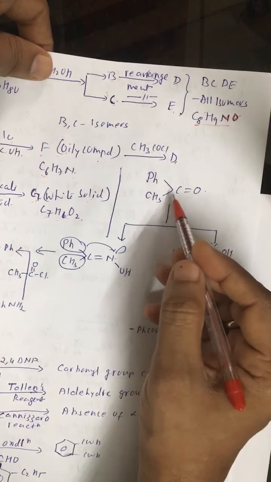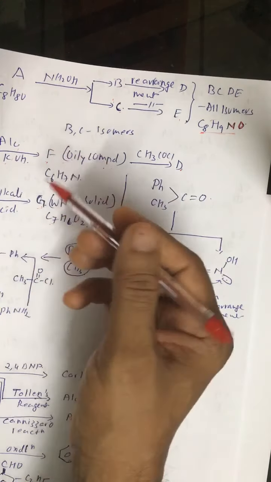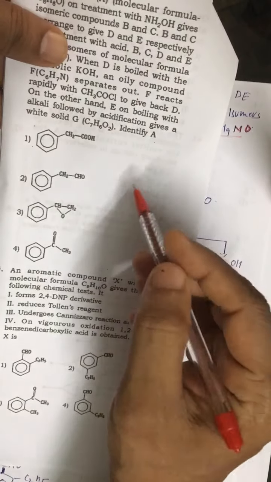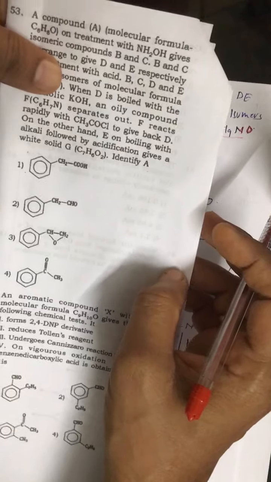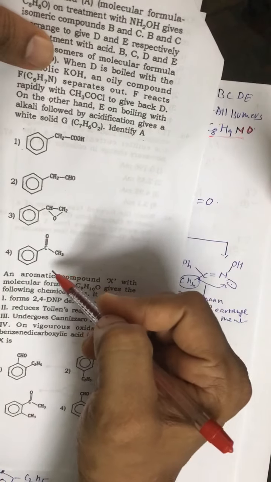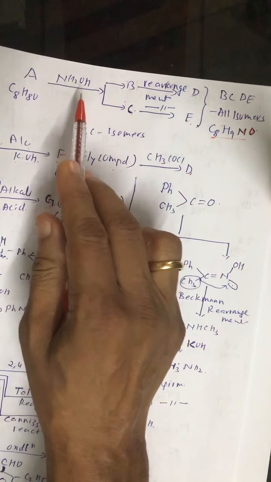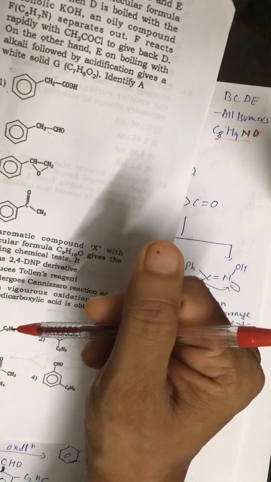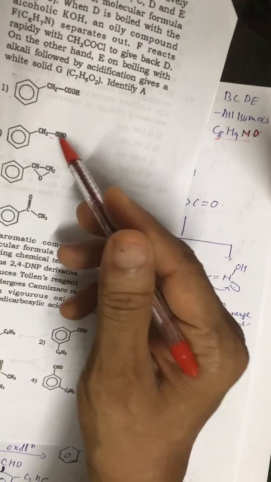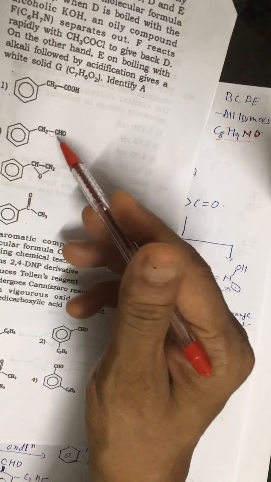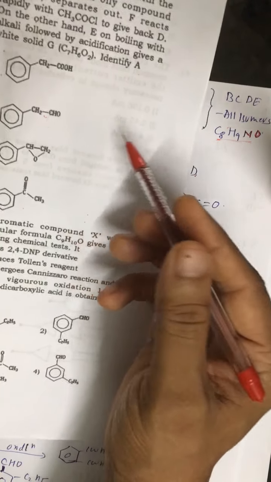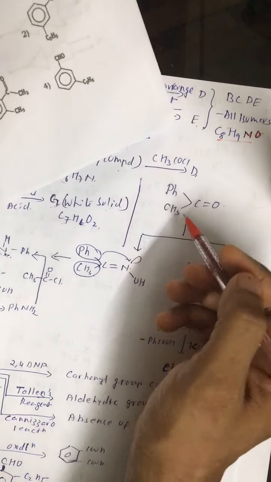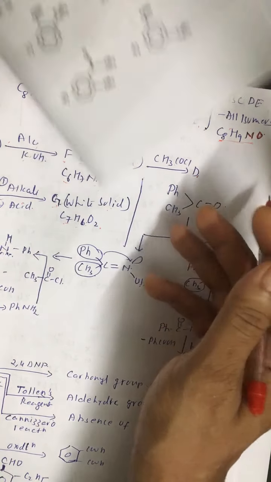So we have to find out A. Identify A. The first thing is, with hydroxylamine, it can be either the second option or the fourth option. From both the second and fourth options we get geometrical isomers. So the answer is acetophenone.